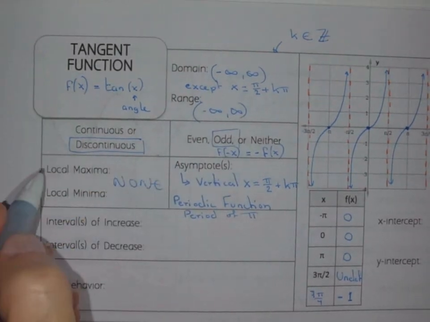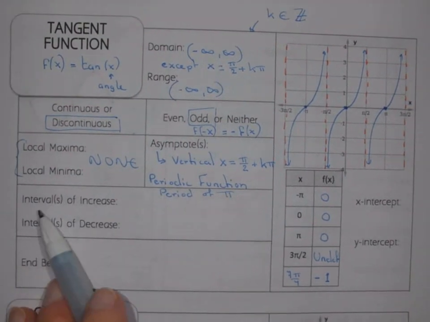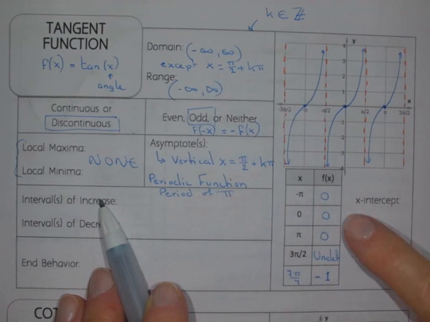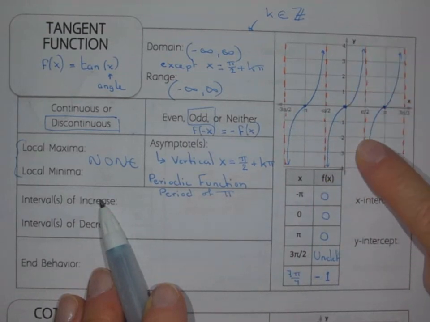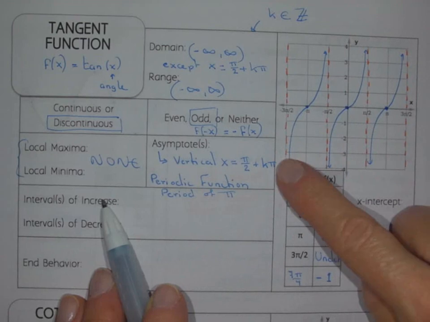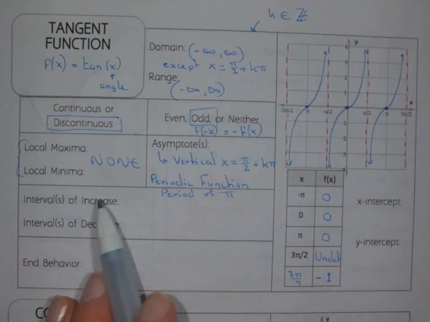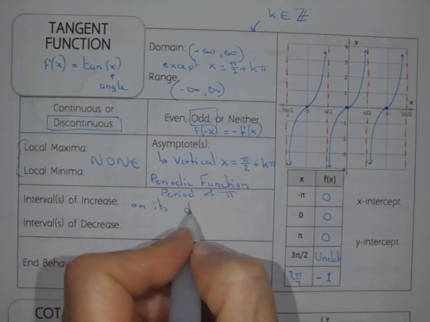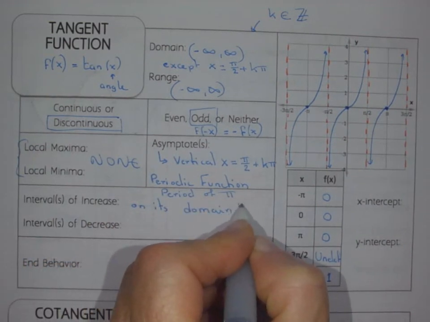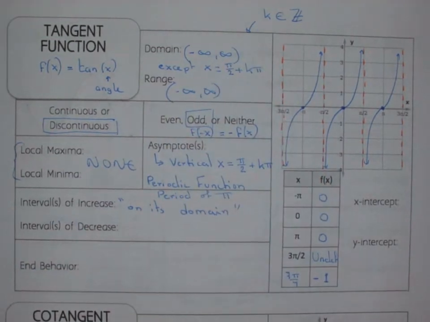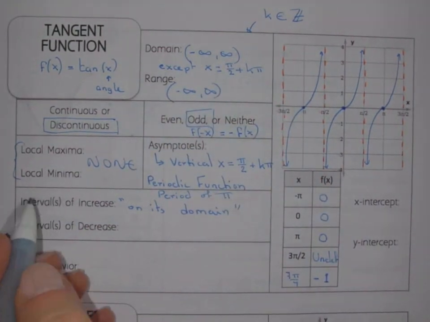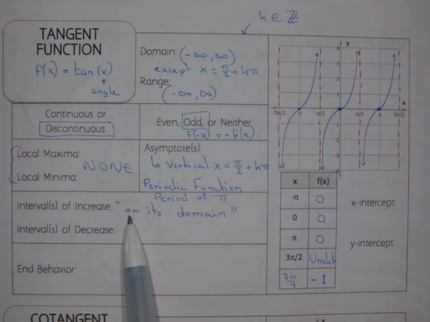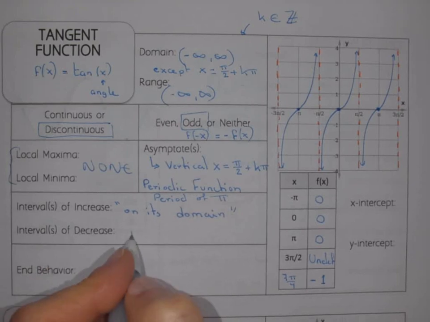Both of them, none. Interval of increase, well, that function always increases from left to right. You're always going to go up. No matter which branch you pick, when you go from left to right, you're going to follow the curve, moving upwards. So this is increasing on its domain. That's one way of saying it, once you mention the domain, right? So that would just be recopying that domain here, or once you mention the domain, you can just say on its domain. Interval of decrease, we have none, never decreases.